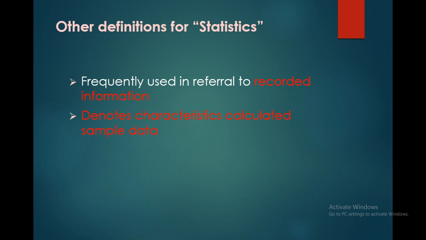While when we come to the domain of statistics, then the word statistics is any numerical data computed from a sample. Hence, there are three different senses. One is the branch of science which we call statistics, the second one is the recorded information, and the third one is any numerical characteristic computed from a sample.